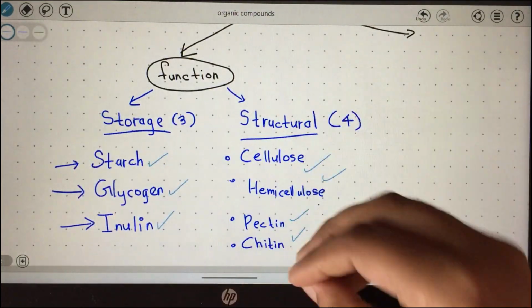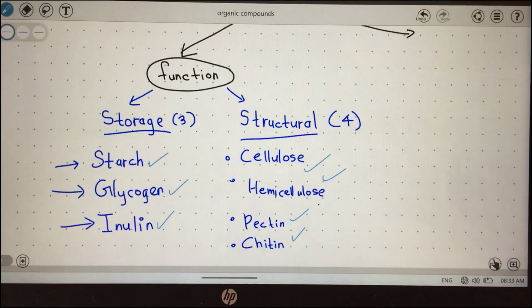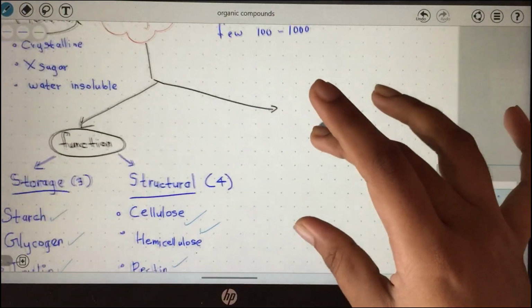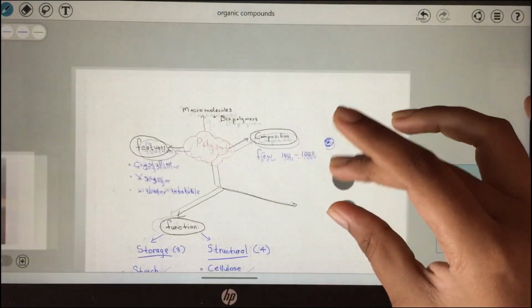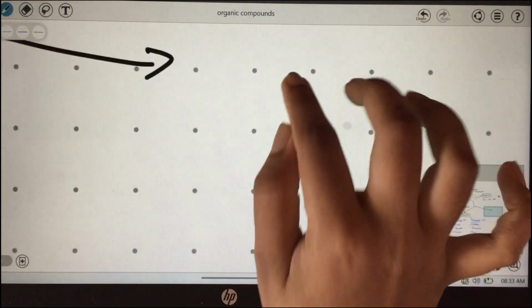Now once you know this example, you should be able to elaborate on how they are going to be a structure, how are they going to be acting as storage compounds. Okay. After this function, we have another criteria to categorize them. What is that criteria? That's called architecture.